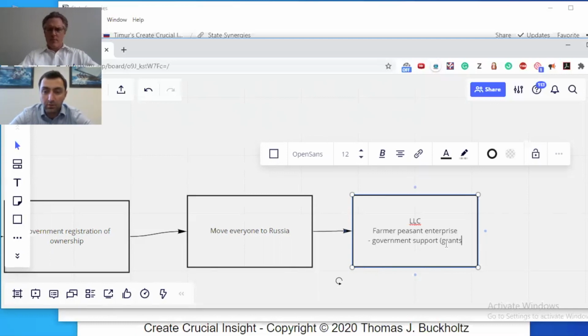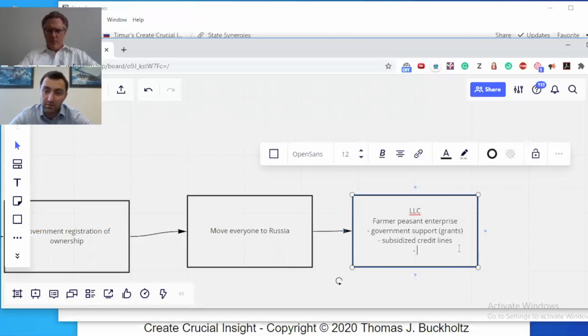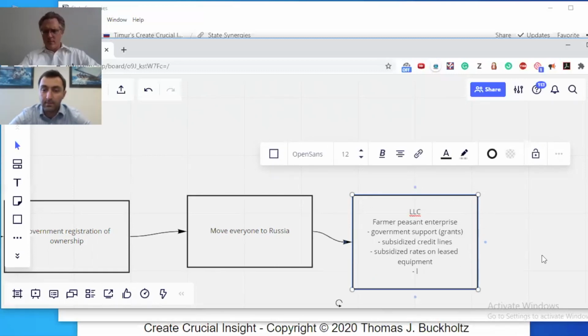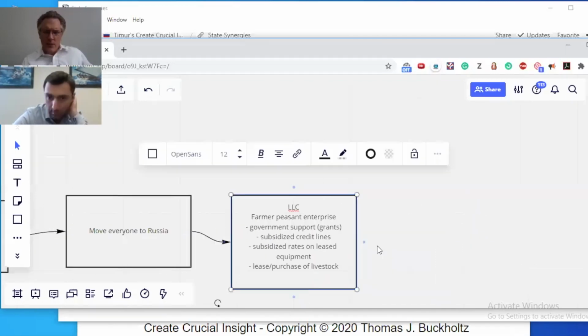We understand also subsidized credit lines. We understand subsidized leasing of the equipment, subsidized rates on the equipment that a farmer may need and would like to lease, which is all available. And actually, it's not only equipment. You can also lease the cattle. You can participate in a program where the government provides you with the money for the livestock. Lease or purchase? You eventually purchase, but you don't need to pay the full amount right away. And then the last step is connecting to the market, I guess.